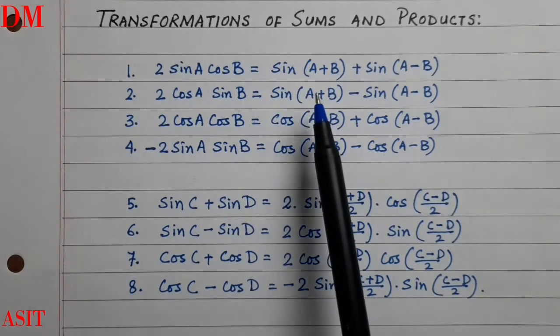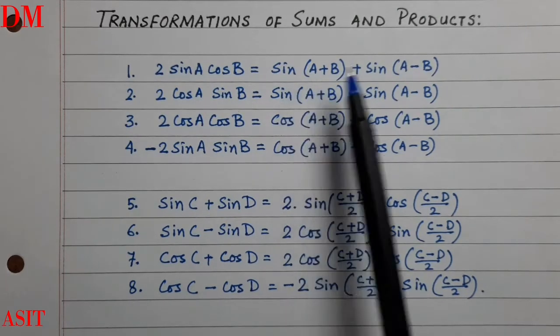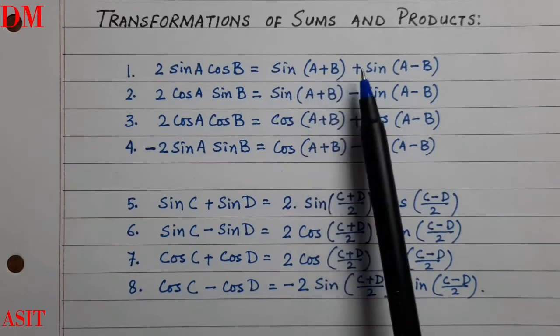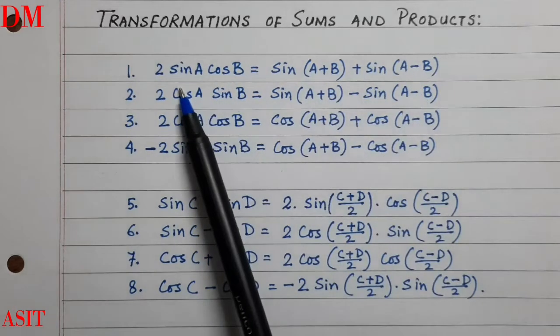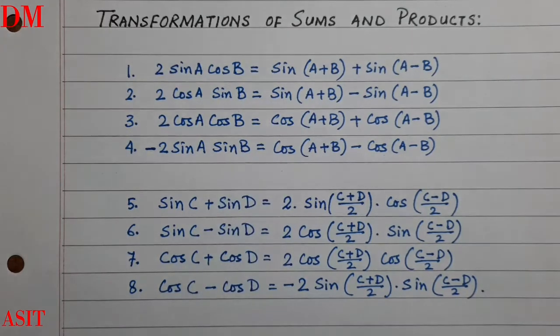In the first case, we all know the formulas of sine of a plus b and sine of a minus b. We simply add the two, and we get 2 sine a cos b. Similarly for the remaining 3 formulas.